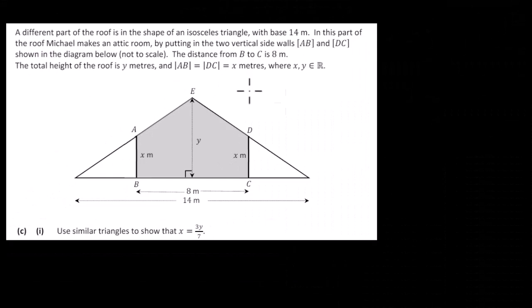A different part of the roof is in the shape of an isosceles triangle with base 14 meters. In this part of the roof, Michael makes an attic room by putting 2 vertical sidewalls AB and DC, shown in the diagram below, not to scale. The distance from B to C is 8, so this distance here is 8. Total height of the roof is Y, so this is Y here. AB is equal to DC, which is equal to X meters. X and Y are both real. Use similar triangles to show that X is equal to 3Y over 7.